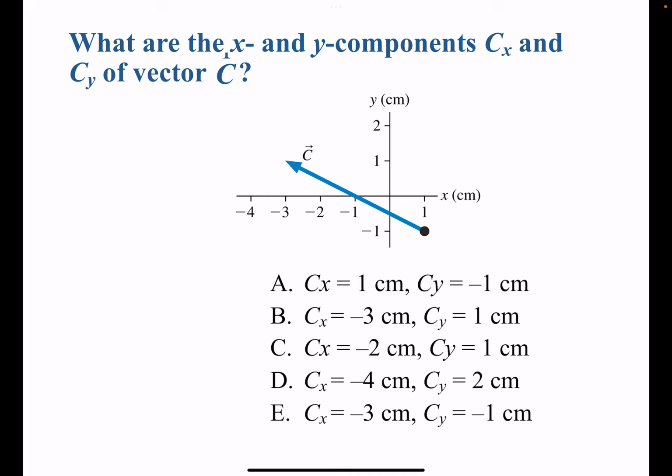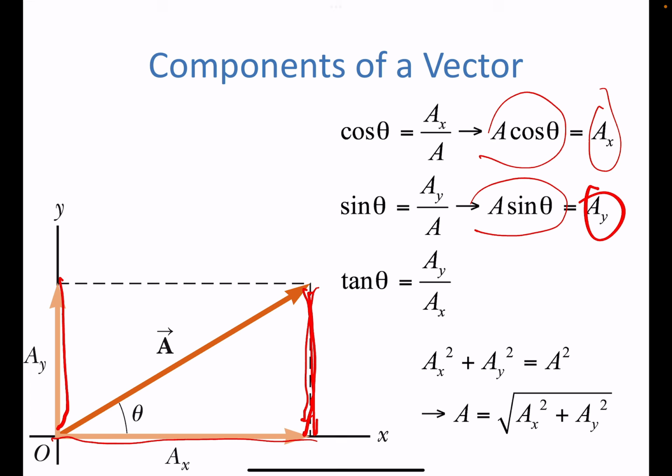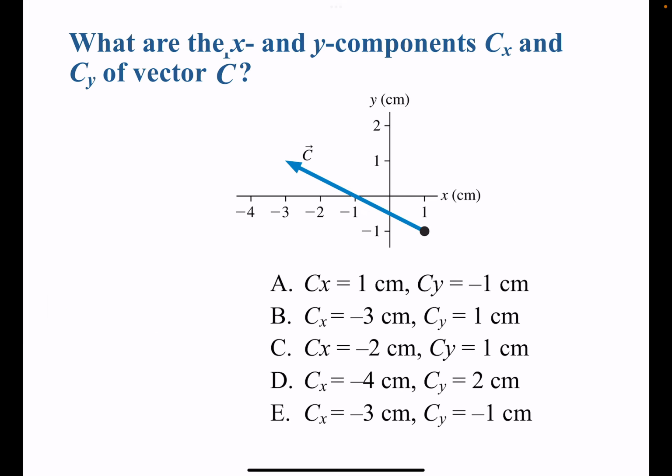From the definition of sine and cosine, we can write the relations shown in these slides. Notice that the components form two sides of a right triangle with the hypotenuse being the magnitude of this vector A. So we can write a relation using the Pythagorean theorem. The x component squared plus the y component squared, then the square root, gives you the magnitude of this vector.